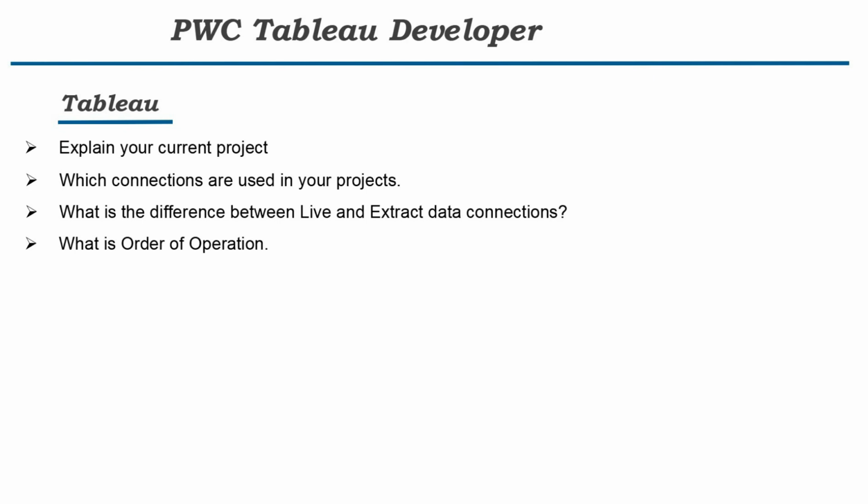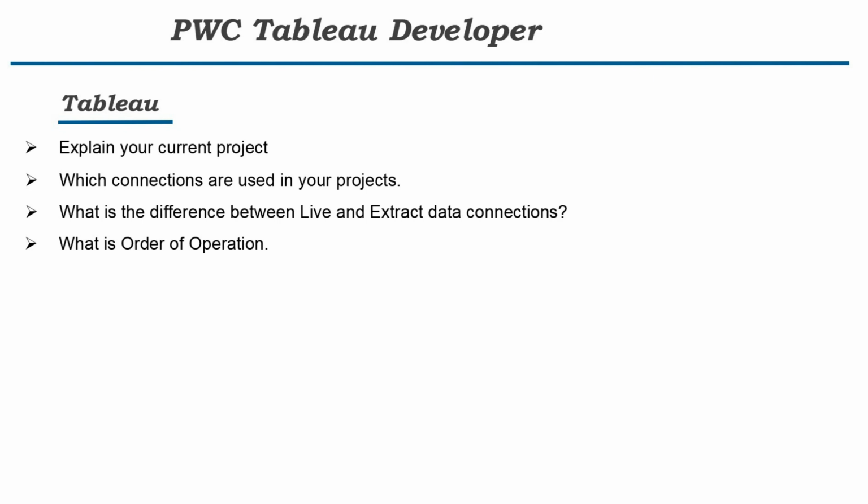Next question is, what is order of operation? Order of operation is basically the order in which the filters are applied. It will be extract filter, data source filter, context filter, dimension filter, measures filter, and then table calculation filter.